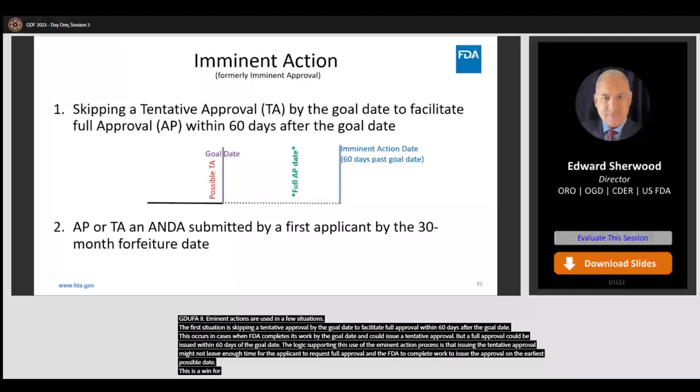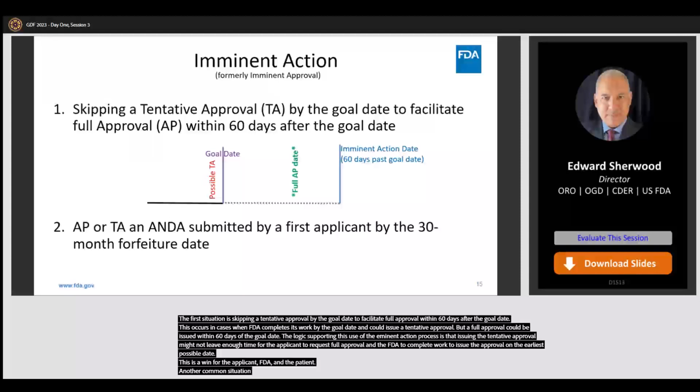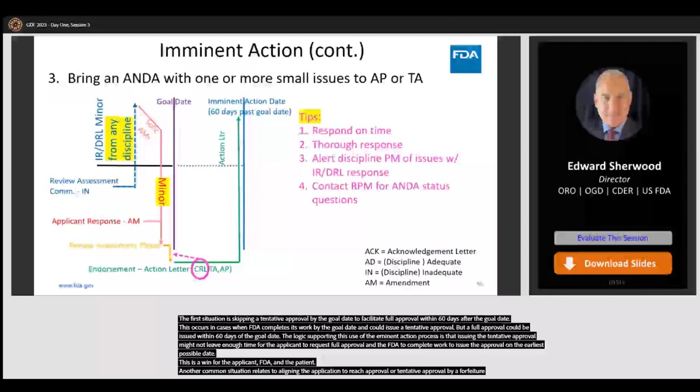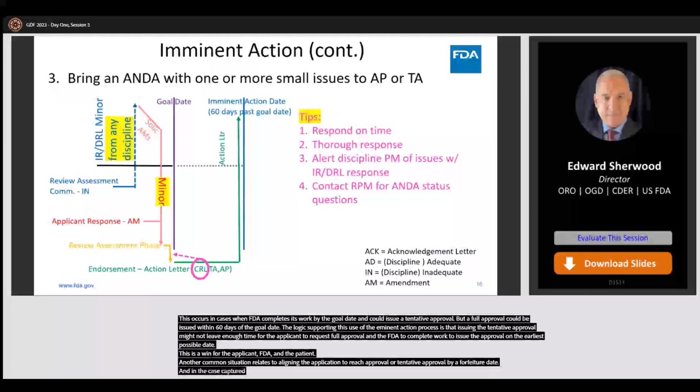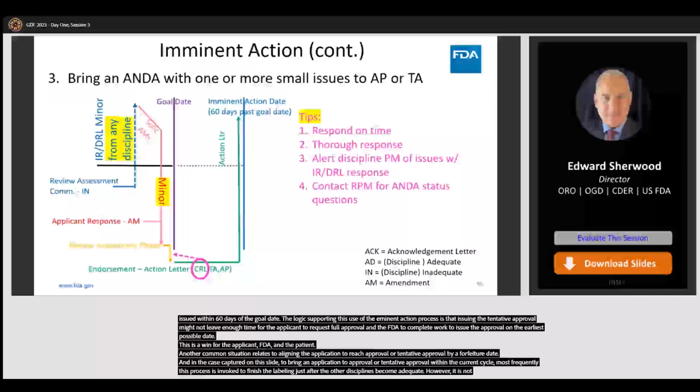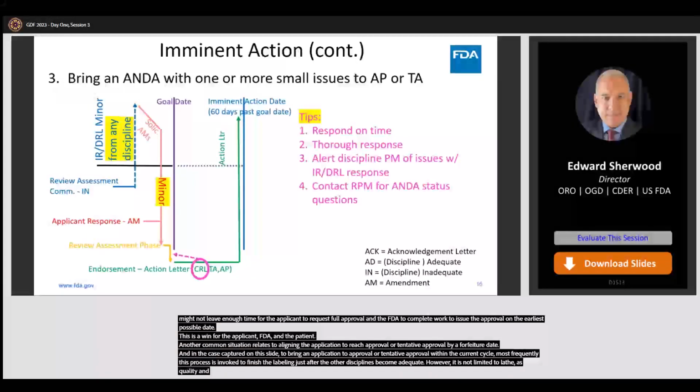Another common situation relates to aligning the application to reach approval or tentative approval by a forfeiture date. And in the case captured on this slide, to bring an application to approval or tentative approval within the current cycle. Most frequently, this process is invoked to finish the labeling just after the other disciplines become adequate. However, it is not limited to labeling, as quality and bio also use this imminent action process. Note that this is not limited to the first cycle.